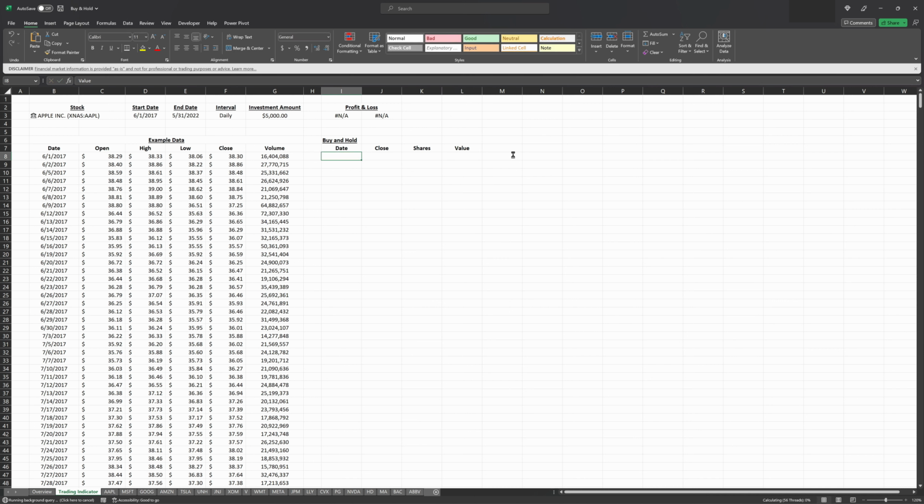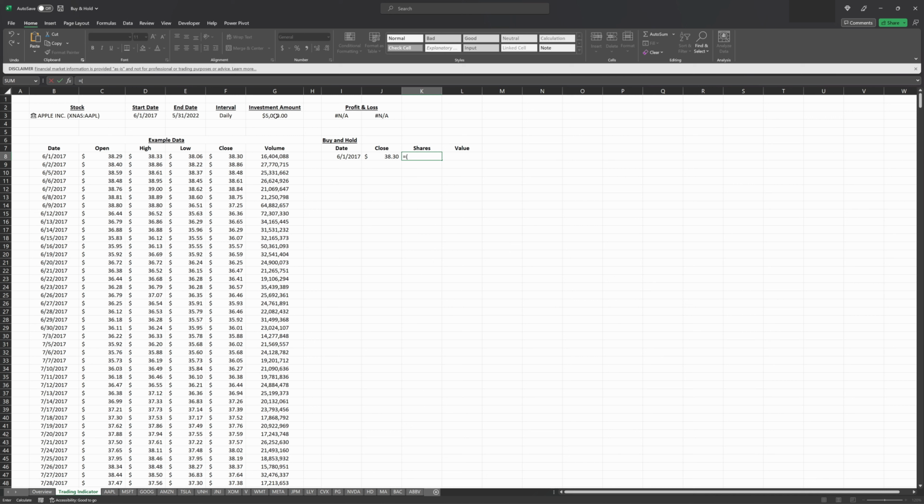So the date is pretty easy. We already have it here. Go equals. We'll grab the date over here. Close that up. The close, we also have the close. That's quite simple. Here's the close. Now to get the shares, since we do have our investment amount up here, it will be easy to pull the shares just by dividing them by the close.